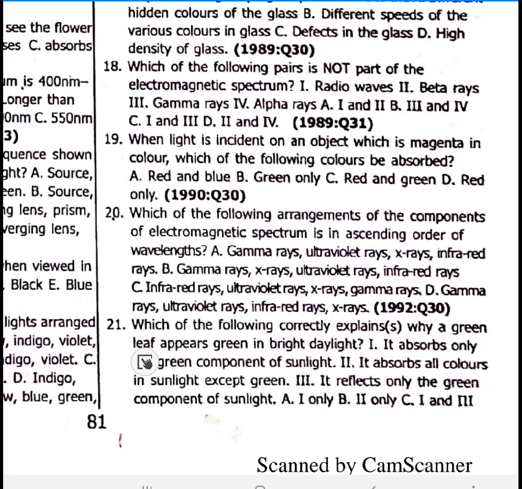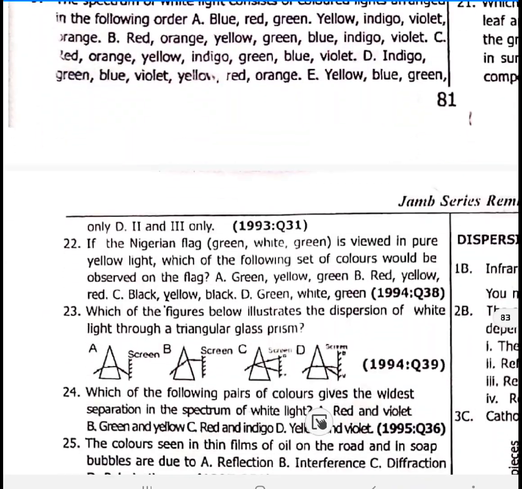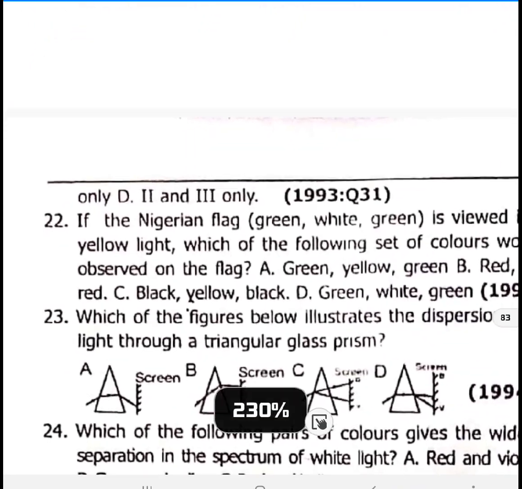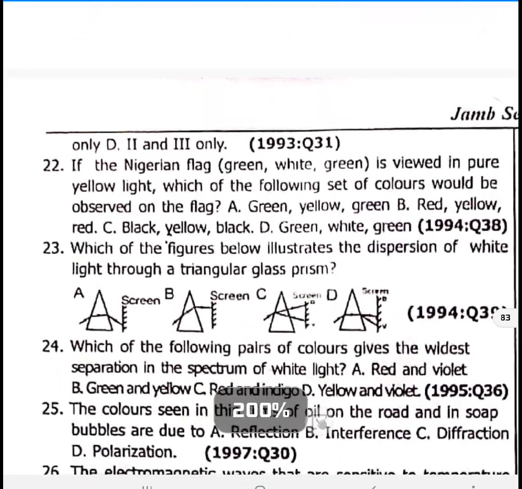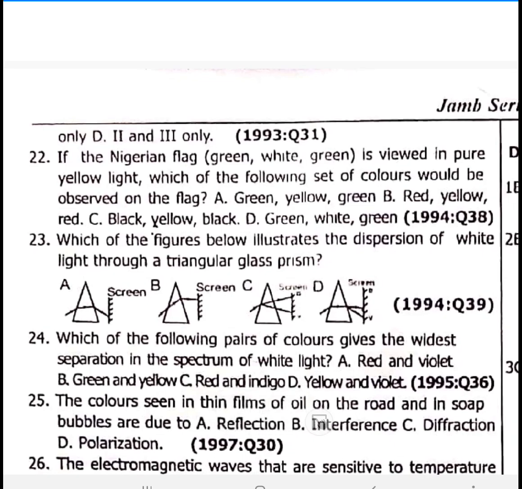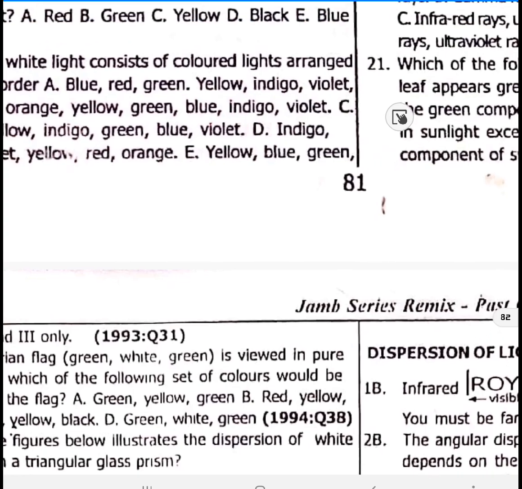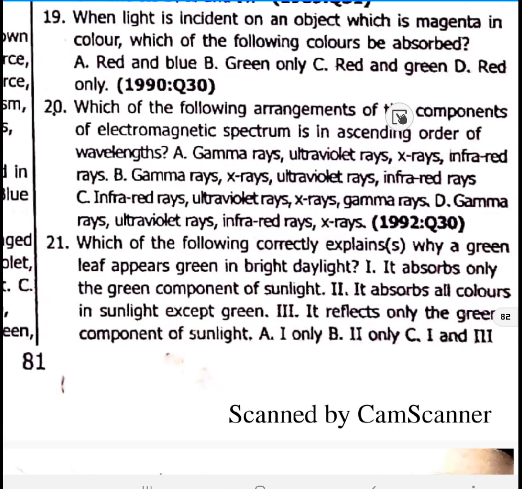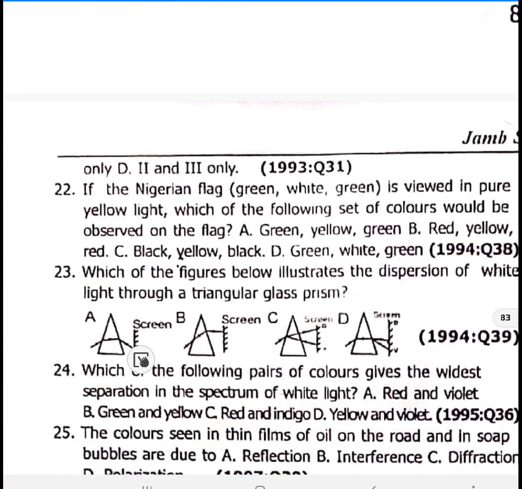21. Which of the following correctly explains why a green leaf appears green in bright daylight? 21 is I and II only. What are those? 2 and 3. It absorbs all colors in sunlight except green, and it also reflects only the green component of the light. 21 is option D.